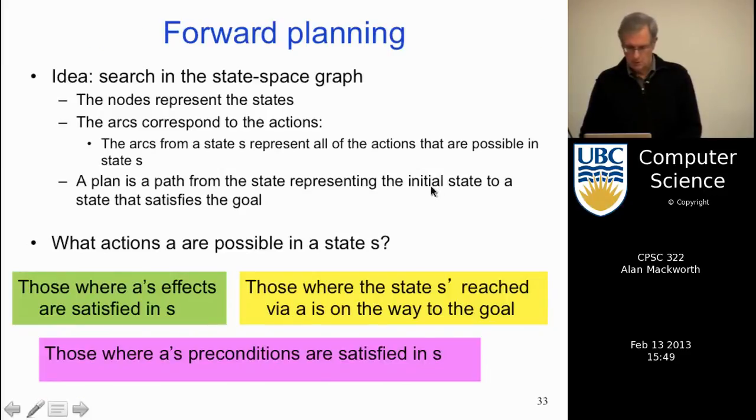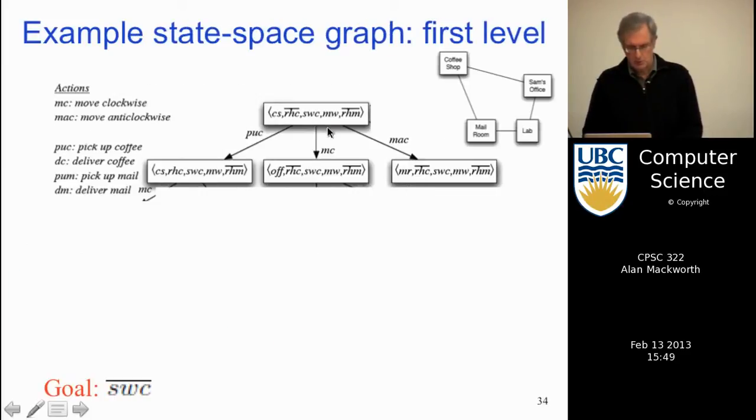So, using that idea, suppose we're starting here where the robot's in the coffee shop. He doesn't have coffee. Sam wants coffee. There's mail waiting, and the robot doesn't have mail. And this is the goal: not Sam wants coffee. If that were true in the initial state, we would just say done, we stop. But it's not. So you think about all the things you could do in this state.